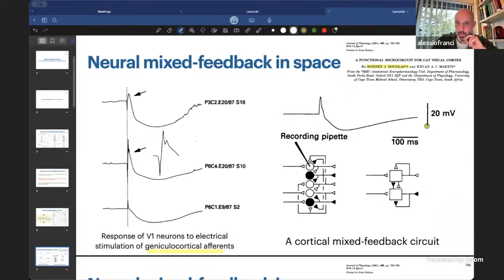So you see the response here is 20 millivolts, so everything is below threshold. And what you can see is that on a time scale of 100 milliseconds, you give an electrical pulse to this afferent pathway, and what you have is a fast excitatory response followed by a relatively fast inhibitory response, and ended by a much longer inhibitory response in these neurons.